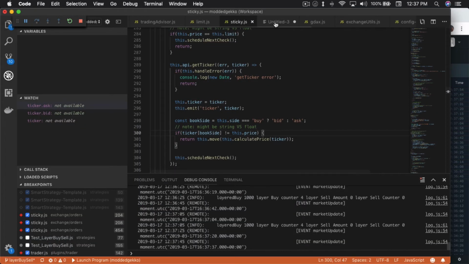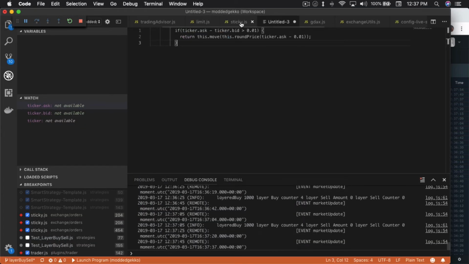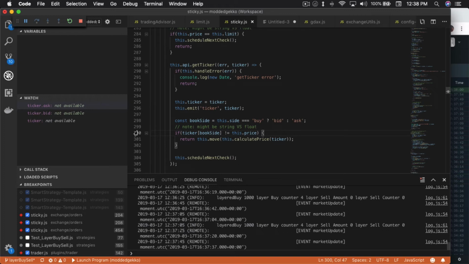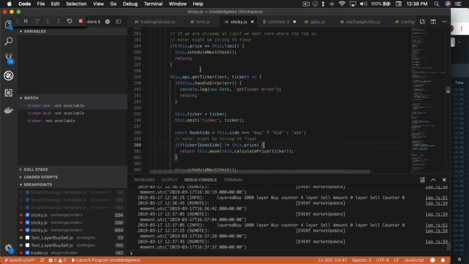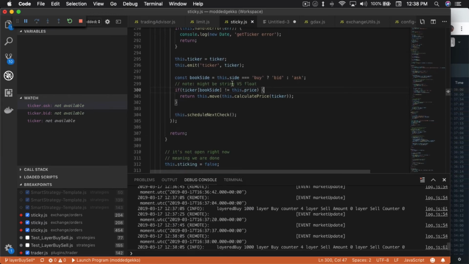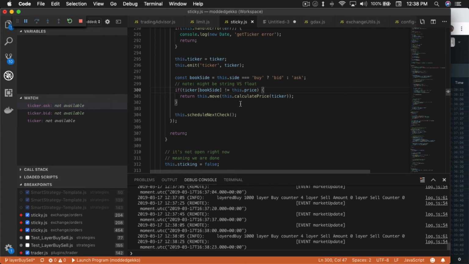So basically all we're doing right here is we're going to change the section. I'm going to show you this. So right over here inside the check order function, this is the check order function. Inside, it's going to check the order book. It's going to check to see if the price that's currently set is the same as the order book price. If not, then it's going to try to move it. So it's going to return this.move. It's going to try to move it to match. That's what it's doing right now.